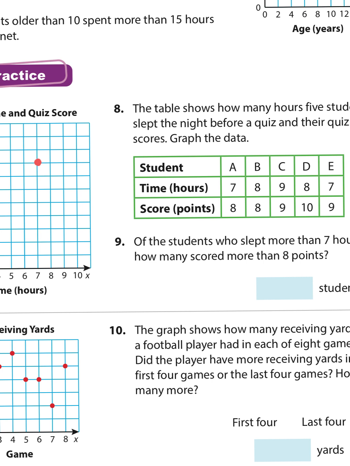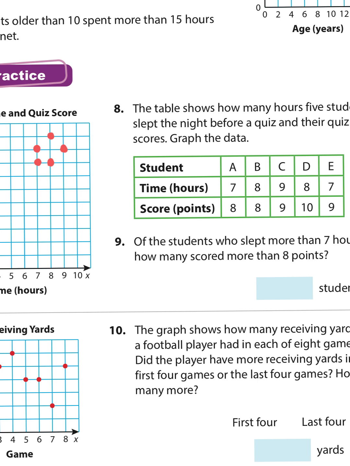Student B slept for 8 hours and got 8 also. Student C, who slept for 9 hours, got 9 points. D, who slept for 8 hours, got 10 points. And E, who slept for 7 hours, got 9 points also. So of the students who slept more than 7 hours, how many scored more than 8 points?